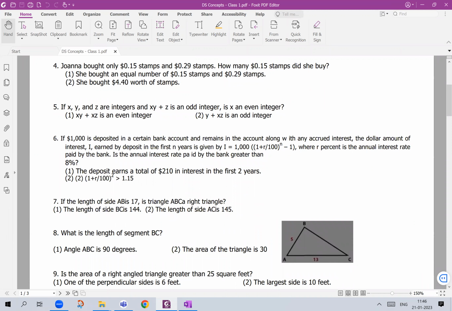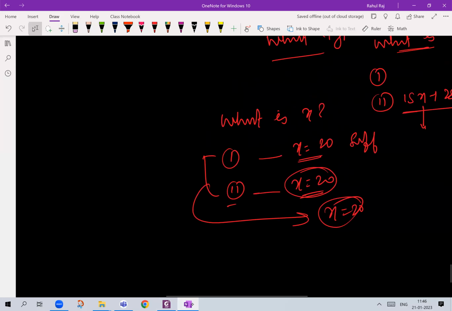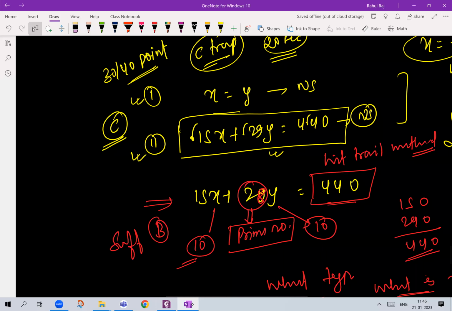That's the reason B is not the answer. If C is not the answer, it's a yes or no type of question. If it's a what type of question, it is not sufficient when you have two different values of X. I hope it's making sense. Any doubt in the type of question or how to mark answer A, B, C, D? Anyone? So that we go and start the inequality chapter.